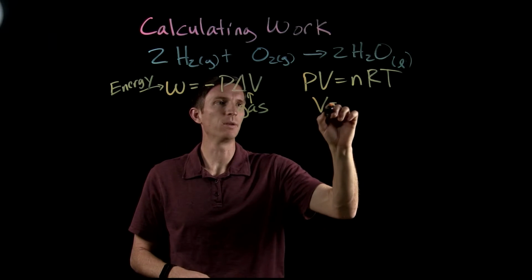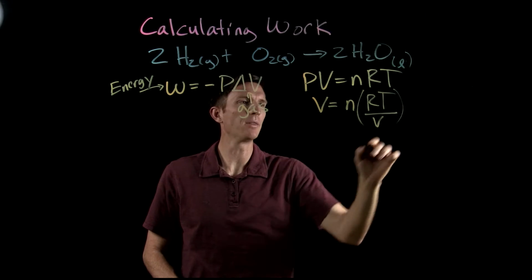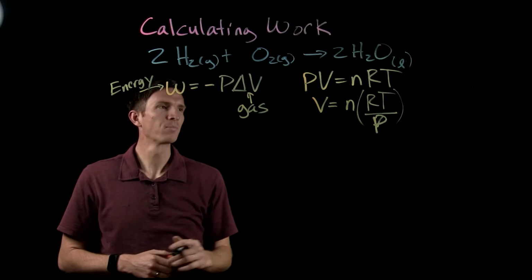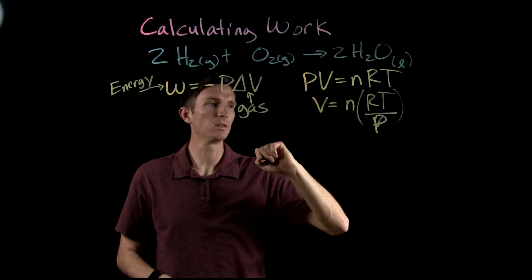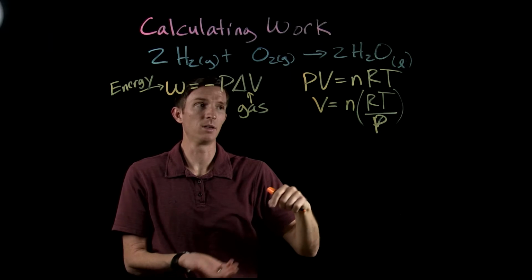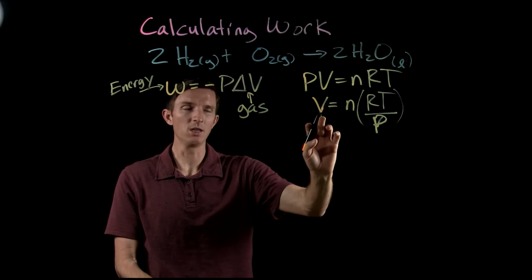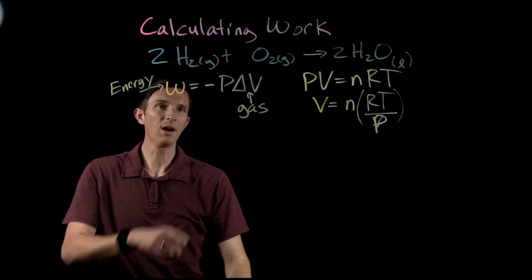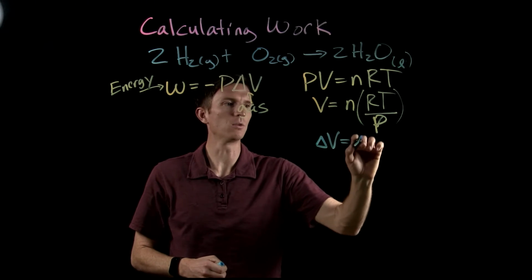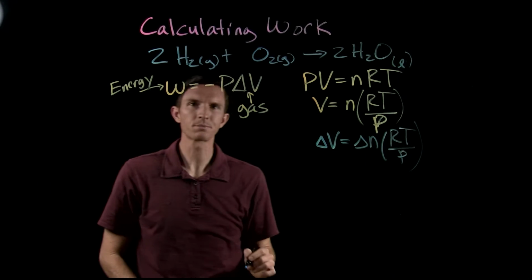So we want to look at the relationship between volume and number of moles. I'm going to separate out this RT over P, because if we're doing this at constant pressure, our pressure is going to be constant, our temperature is remaining fairly constant, and R is the gas constant. It doesn't change, it's a constant value. So the only way that our volume can really change is by changing the number of moles. So if we want to look at a change in number of moles, we say our change in volume equals the change in number of moles times RT over P.